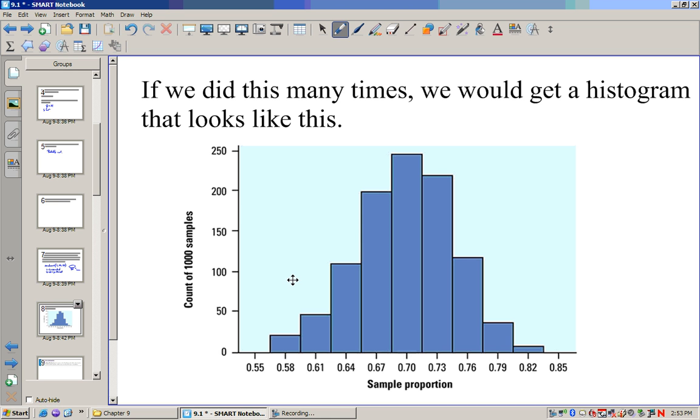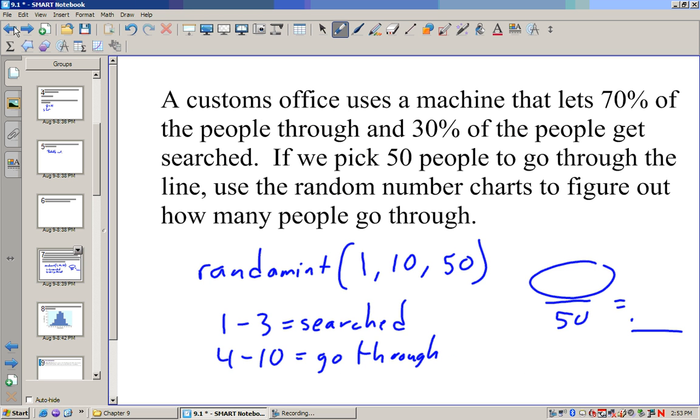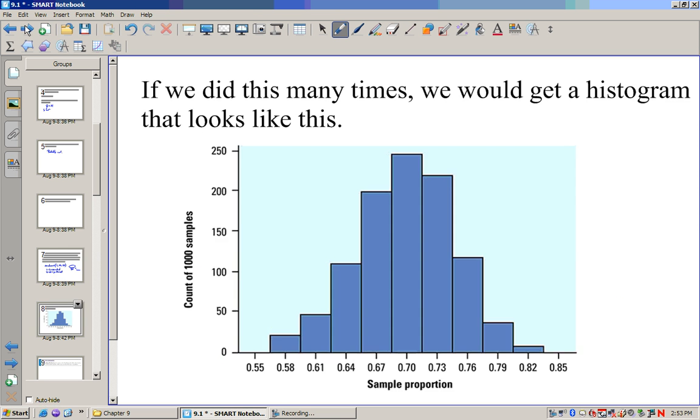If we did this many times, we would get a histogram that would look like this. This is for the people who go through. 70% of the people go through, and most of the time you get 70%, or around 70%. But sometimes you'll get a little bit more, sometimes a little less, and it's going to be rare when it gets out to 82% or 58%. So the sampling variability in this particular study will be between about 58% and 82%.